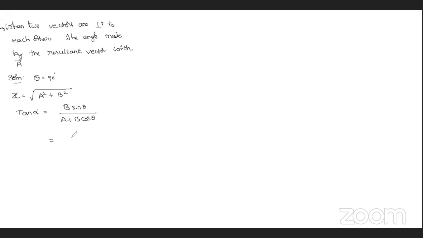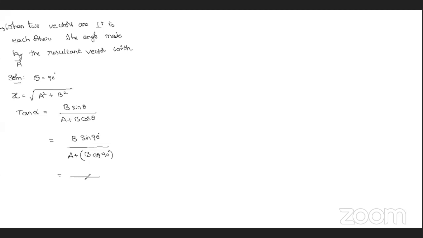B by A, sir. B by A, yes. Right. B sin 90 by A plus B cos 90. What you are saying, this part is 0, I accept. Why? Because it is cos 90. Cos 90 is 0. 0 into B is 0. But 0 plus A is there in the denominator.